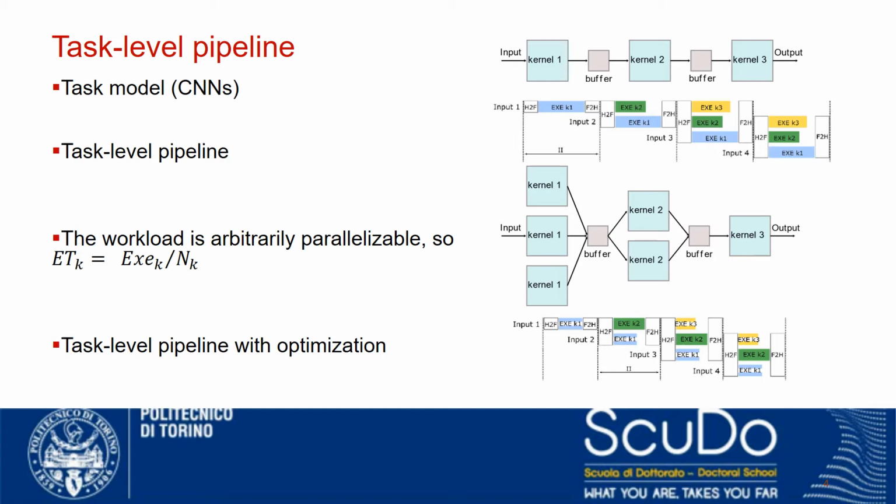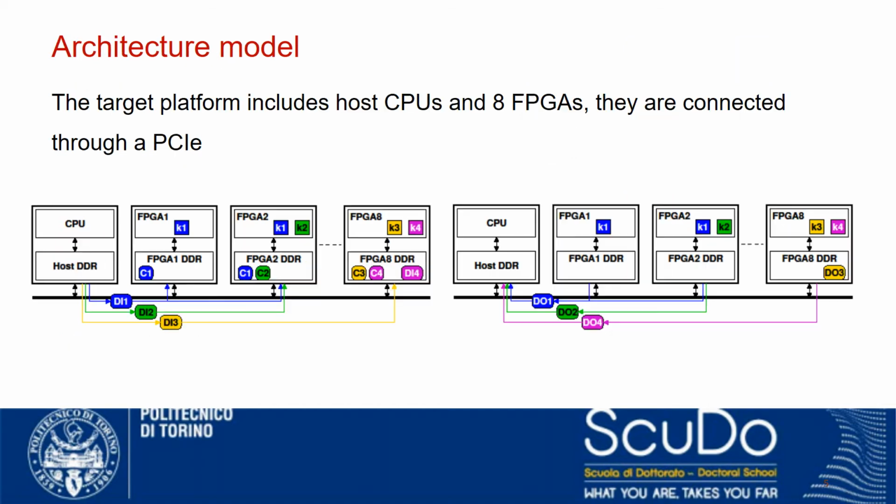We assume the workload of the applications is arbitrarily parallelizable. By increasing to nk copies of kernel k, the execution time can be reduced by a factor of nk. The nk copies of kernel k are called compute units, which are executed concurrently, as shown in the following block diagram. By optimizing the number of CUs of each kernel, the initiation interval gets optimized, as shown in the last graph.